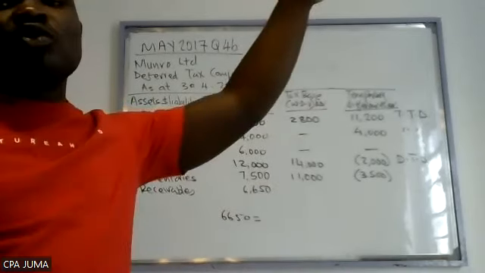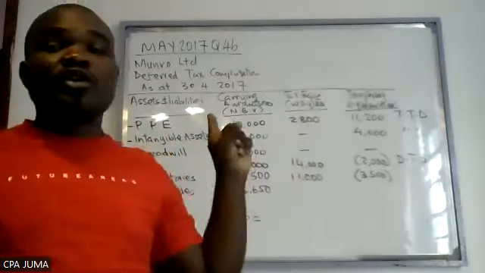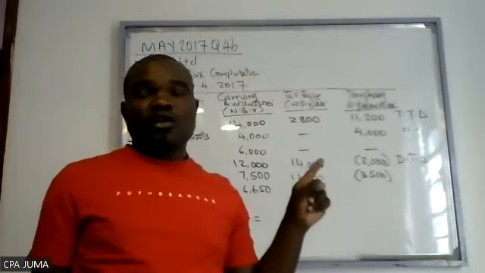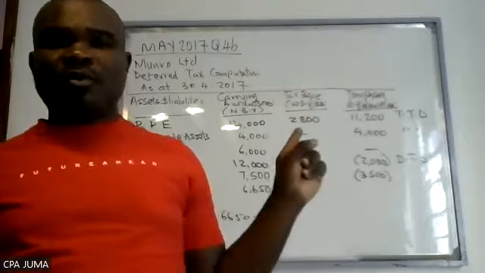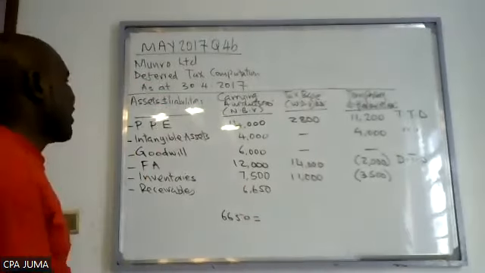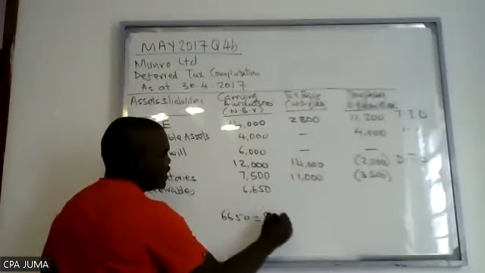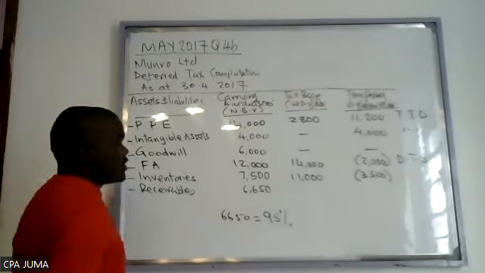I want to go back to the gross first. So 6650 should be what percentage? Vera, 95, I agree. So 6650 is at 95%.